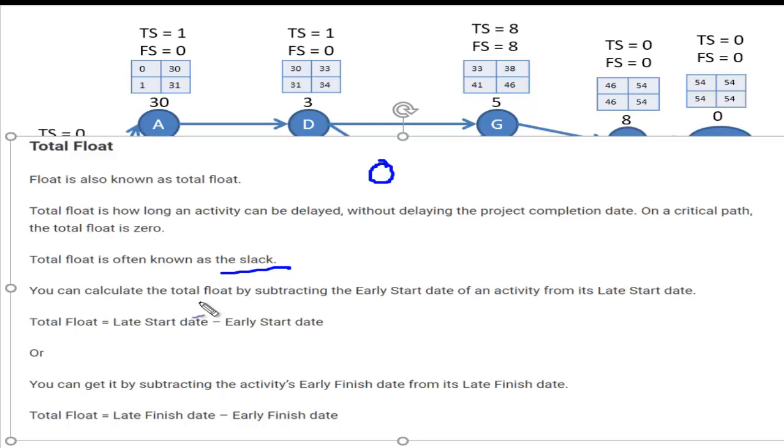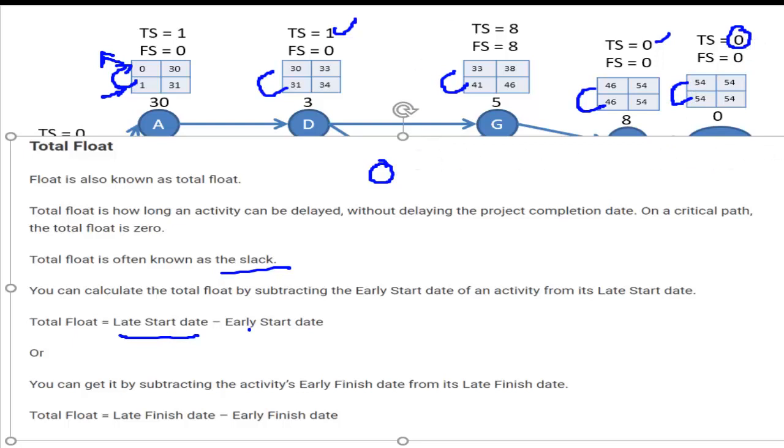So how do we calculate it? We subtract the late finish and early finish, or latest finish, as in our case, latest finish minus earliest finish. That means this is the latest finish, this is the earliest finish. Subtract the two. 1 minus 0, that is 1. 31 minus 30, that is 1. That is my total slack. 41 minus 33, that is 8. 46 minus 46, that is 0. 54 minus 54, that is 0.